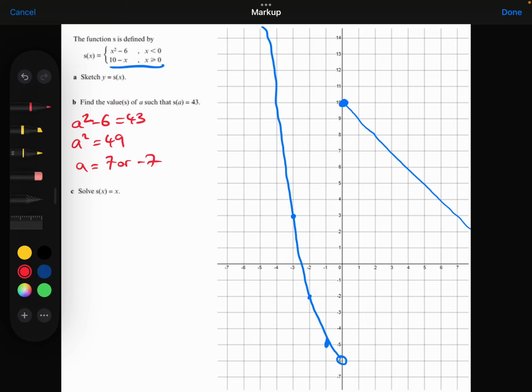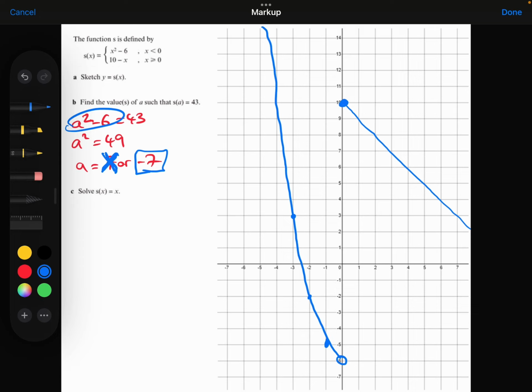But I'm going to cross out the 7 because I know that this quadratic here is only defined for negative values, for when x is less than 0. So the minus 7 is the only valid solution from the quadratic.